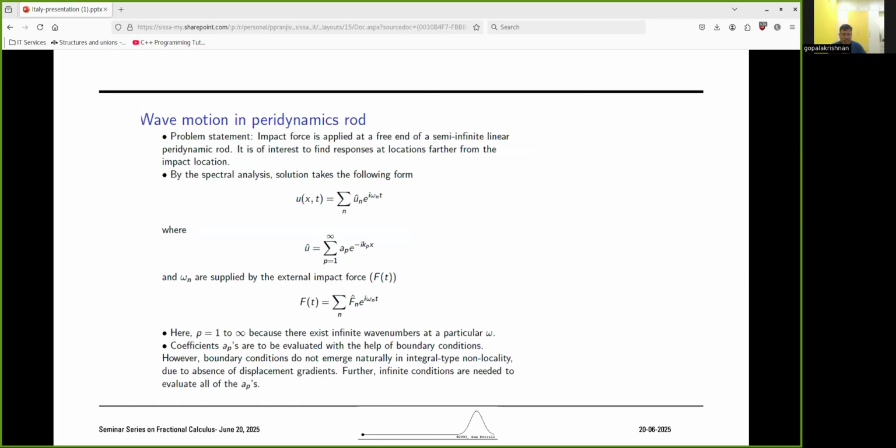So now let's look at the wave motion in a peridynamic rod. We assume the discrete Fourier transform, where u hat is the wave coefficient, where we have to take an infinite number of modes, where p is infinity. And we don't have that many boundary conditions. The number of boundary conditions is determined by the order of the wave number. In the case of peridynamics, the order of the wave number is infinity, but we don't have that many boundary conditions. So how do we handle it?